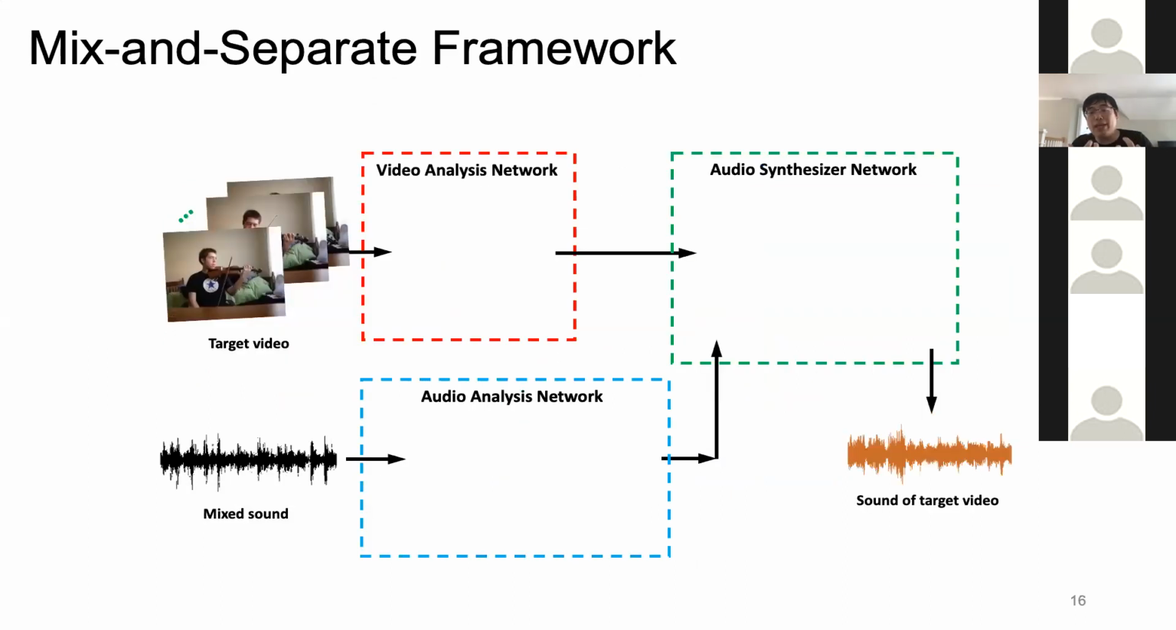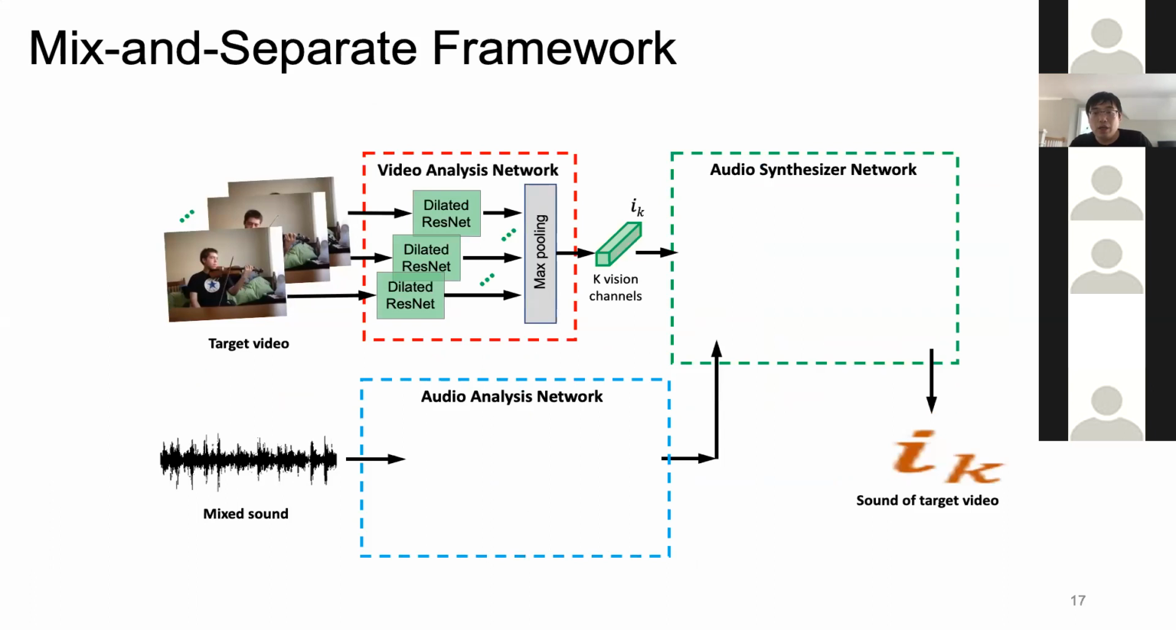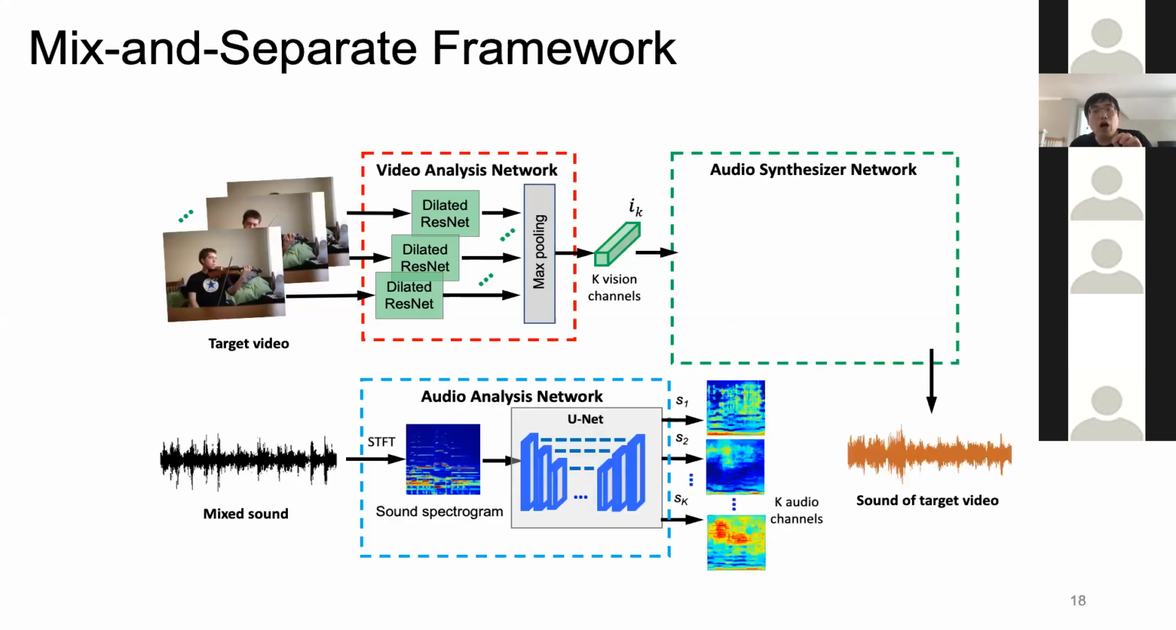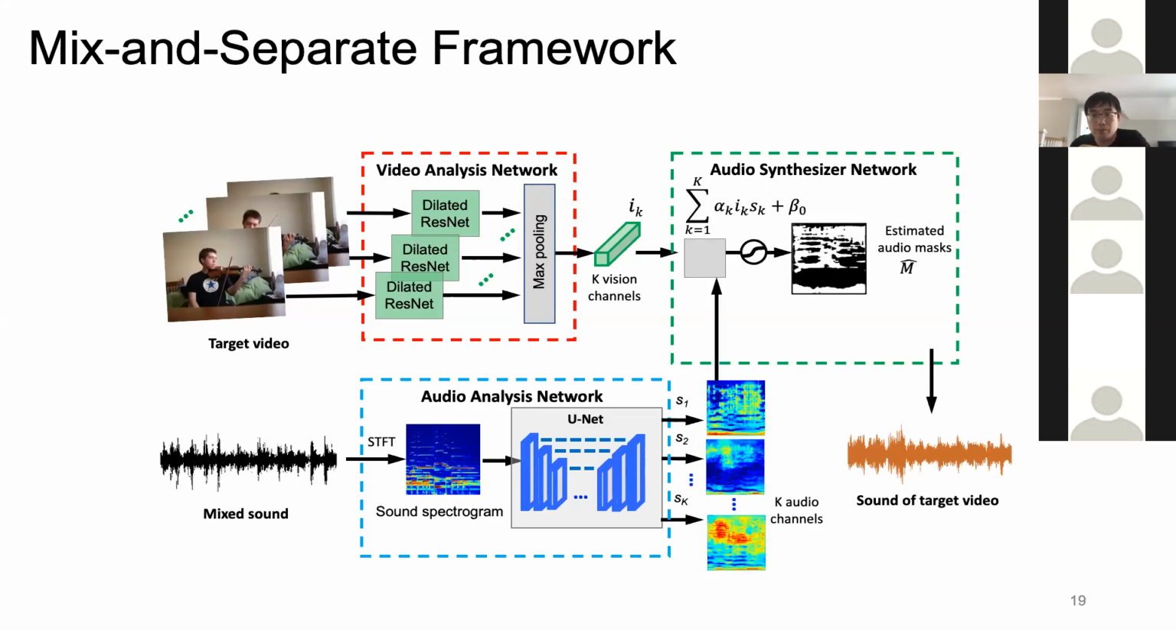The mix and separate framework is composed of a video analysis network, an audio analysis network, as well as an audio synthesizer network. The video analysis network extracts visual features from video frames that contain musicians playing instruments. For the audio network, we first convert the raw waveform into a sound spectrogram, and then use a U-Net style network architecture to encode the audio feature into different channels. The audio synthesizer network then predicts the sound by taking the visual feature as well as the audio feature as input. The learning objective of this model is to estimate the mask.